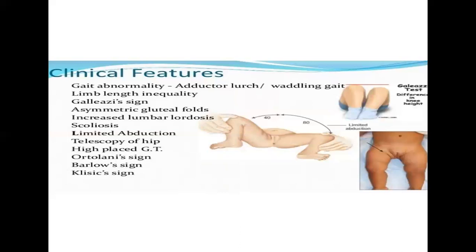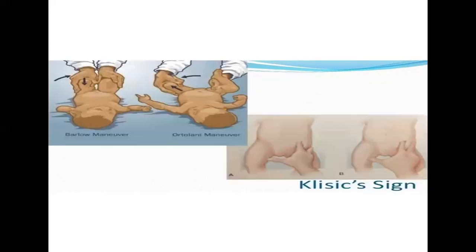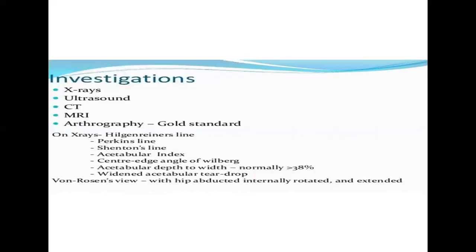Clinical features: gait abnormality, adductor limp, waddling gait, limb length inequality, Galeazzi sign, asymmetric gluteal folds, increased lumbar lordosis, scoliosis, limited abduction, telescoping of the hip, high riding greater trochanter, Ortolani sign, Barlow sign, and Klisic sign. Classic signs: Barlow maneuver and Ortolani maneuver.